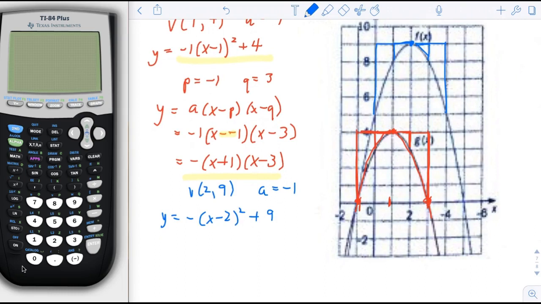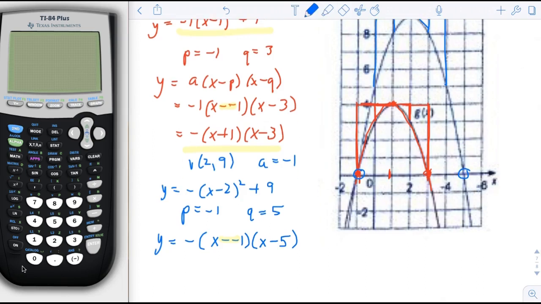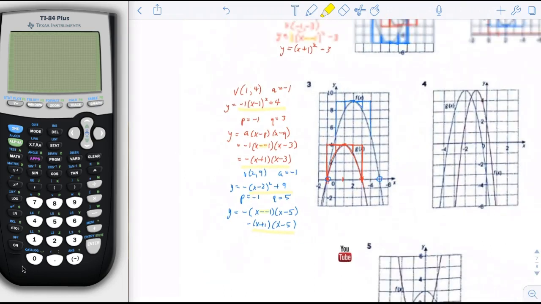Now, how could I write it in factored form? Do you see the blue parabola has x-intercepts at -1 and at +5? Okay, so I could write it also as y equals -1 times (x minus -1) times (x minus 5). And you can see that x minus -1 could be simplified into x plus 1, times (x minus 5), right? So that's another way to write it. I could either write it in vertex form or I could write it in factored form. What about number 4?